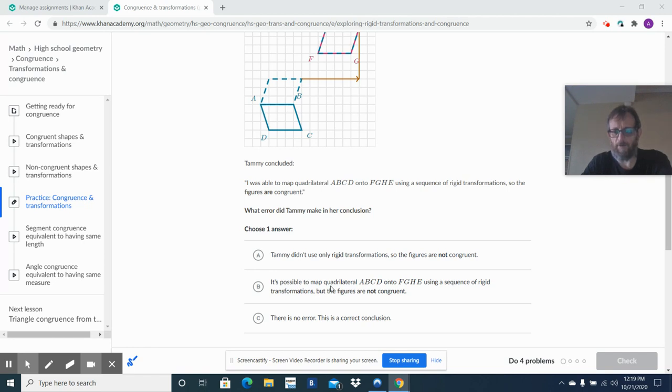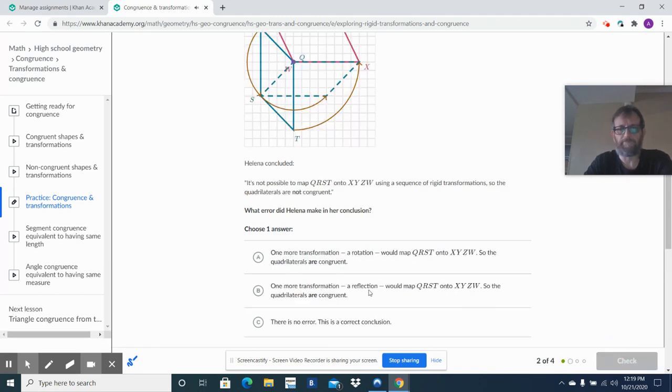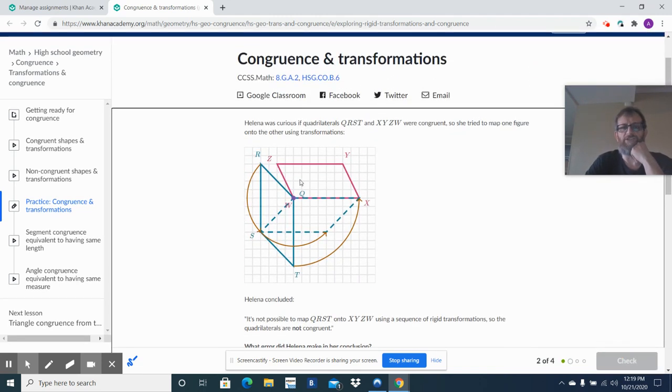It's possible to map quadrilateral ABCD onto FGHE using a sequence of rigid transformations, but the figures are not congruent. That's not true. If you can use rigid transformations and map them onto one another, they must be congruent. C, there is no error. I certainly hope that's the right one. There we go. There was no error. She's correct.